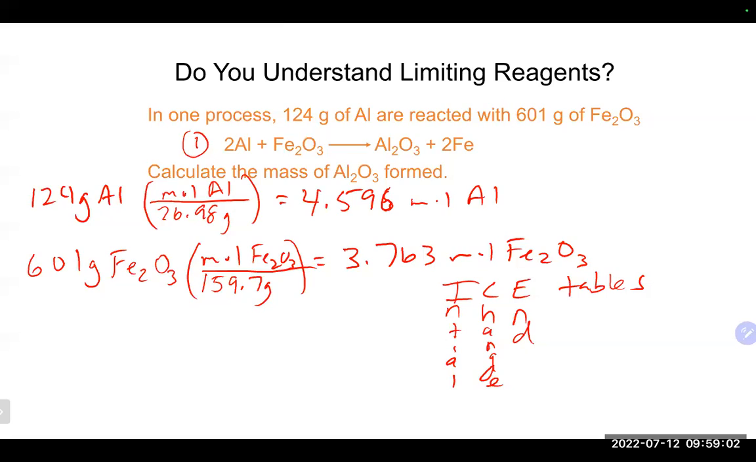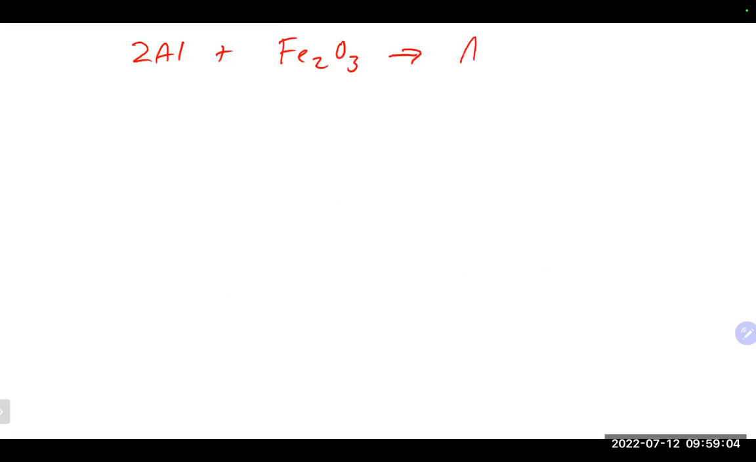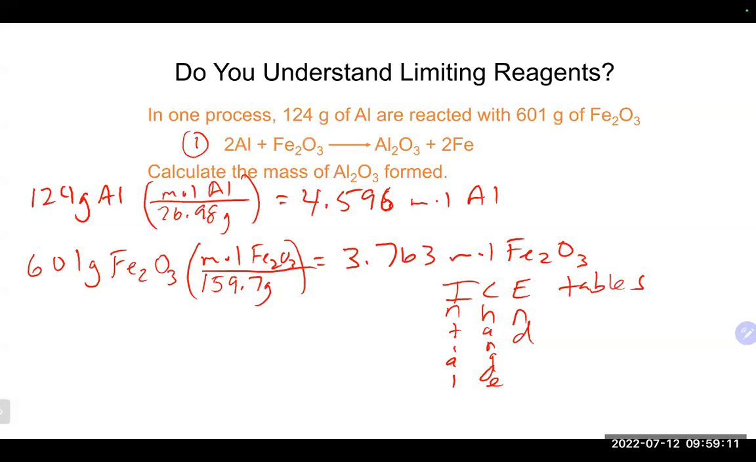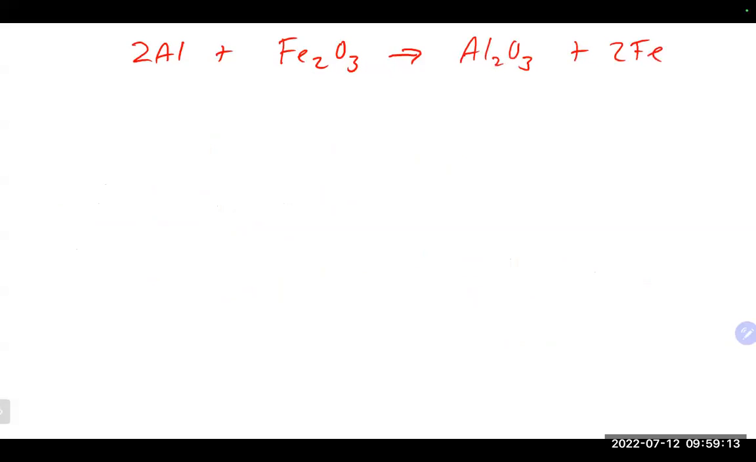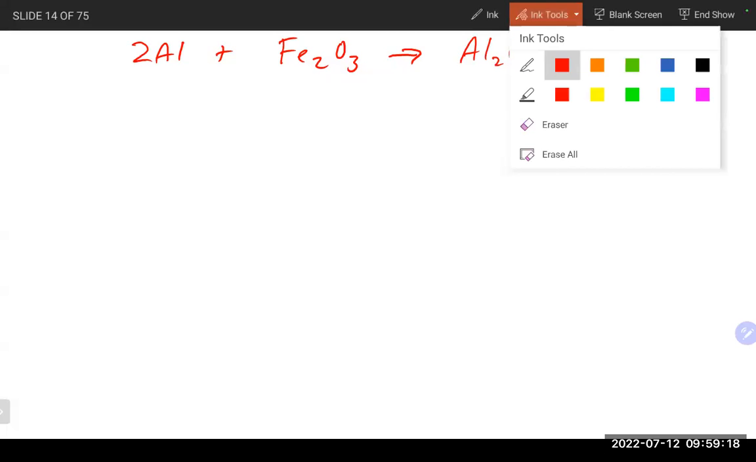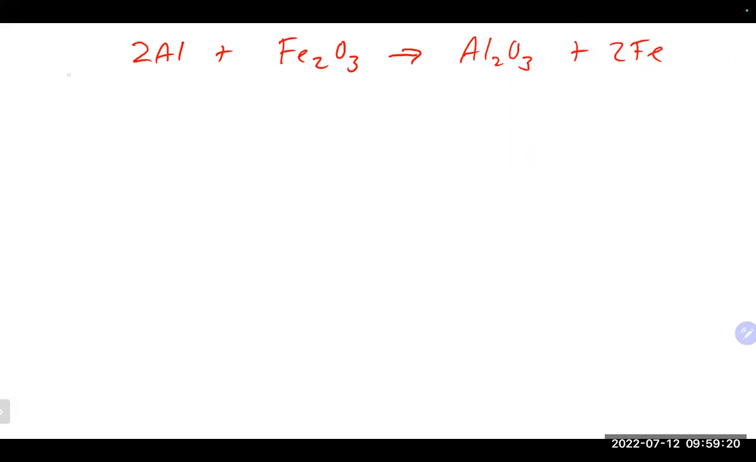So we got 2 aluminum plus 3. Oops. All right, so that should be right. Okay. So we're going to do our ICE table. So we're going to take the equation and we're going to start with the initial. And the initial here is going to be the moles that we just figured out.